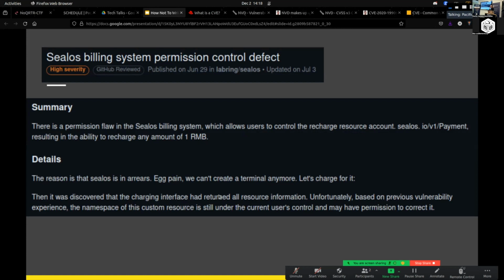I'm still caught up on the egg thing. Where did that come from? What does that even mean? Can't create a term. Okay, I'm assuming the creators of CLOS are Chinese. I'm assuming there are some translation issues here, like maybe Google Translate. Maybe it's a growing pain.